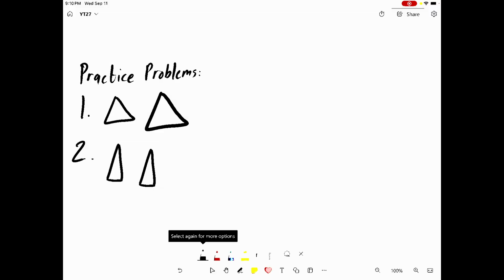Today we have two practice problems. Number 1, for these two triangles, find out if they're congruent or similar. And number 2, find out if the two triangles on the bottom are congruent or similar.